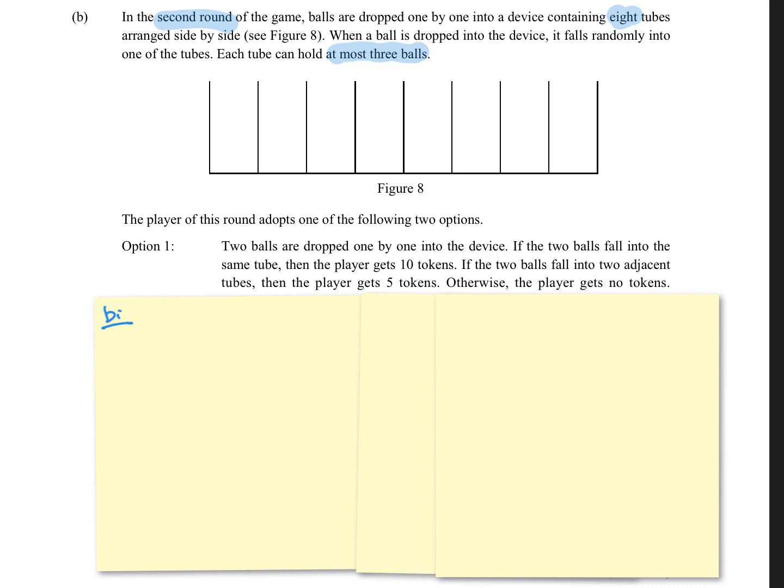So, option 1, 2 balls. That's important. 2 balls are dropped one by one into the device. If the 2 balls fall into the same tube, here we have quite a number of rules. And then for B1, we are assuming the player of the second round adopts option 1. And then find the expected number.